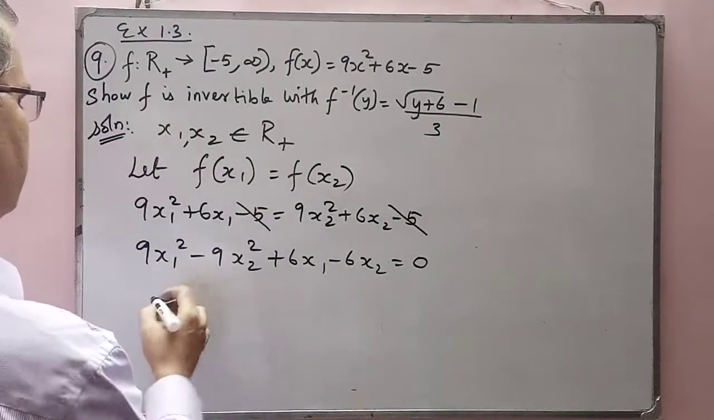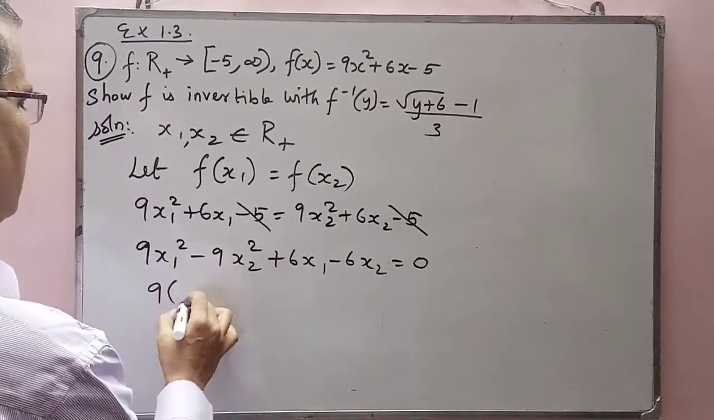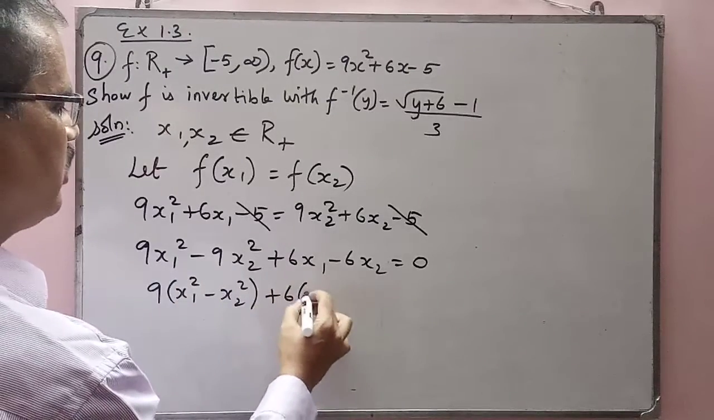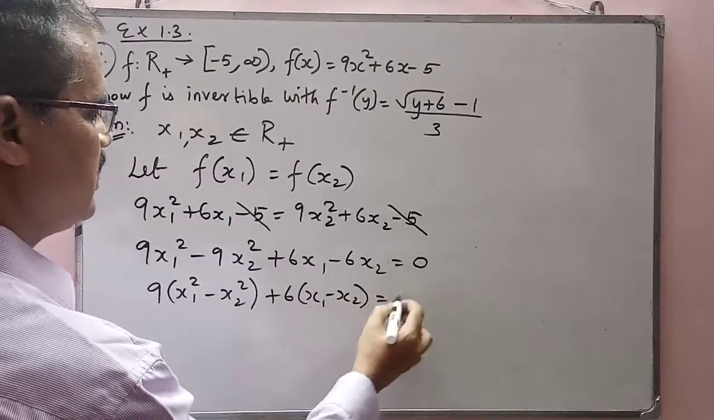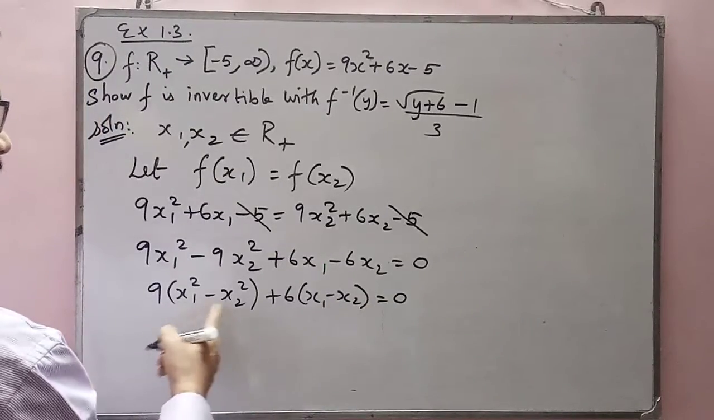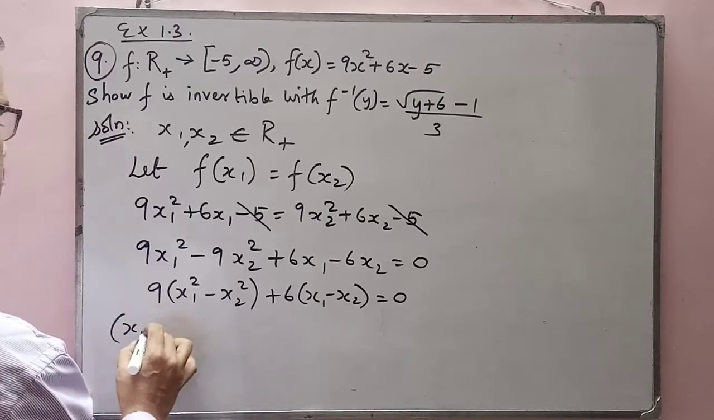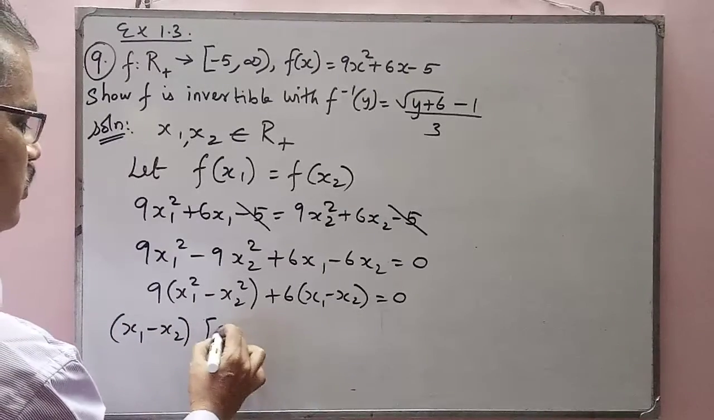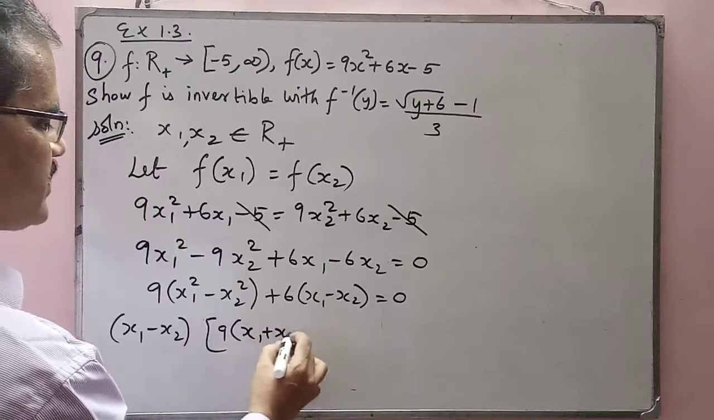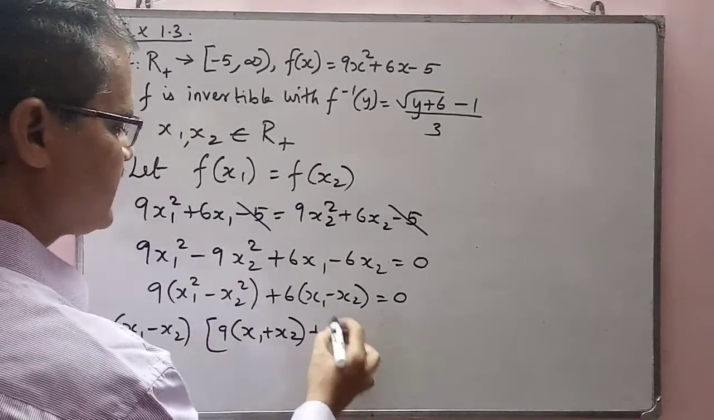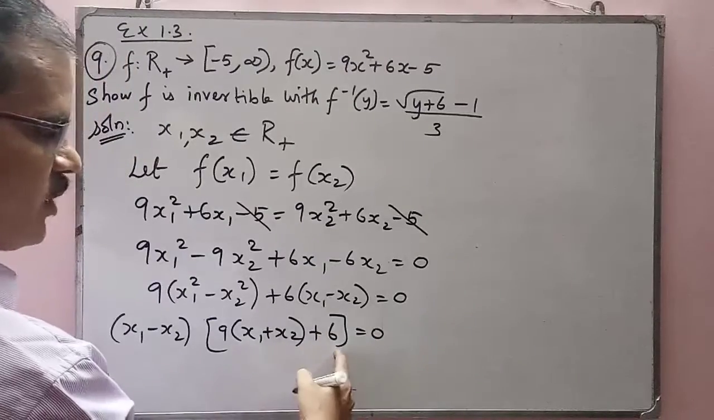Okay children, now in this you can take 9 outside. You will have x1 squared minus x2 squared, plus 6 taken out, x1 minus x2, equals 0. Now we have a squared minus b squared, a plus b times a minus b, so x1 plus x2 times x1 minus x2. We can take this x1 minus x2 outside. So you will have x1 minus x2 times 9 times (x1 plus x2) plus 6, and this factor cannot be equal to 0.